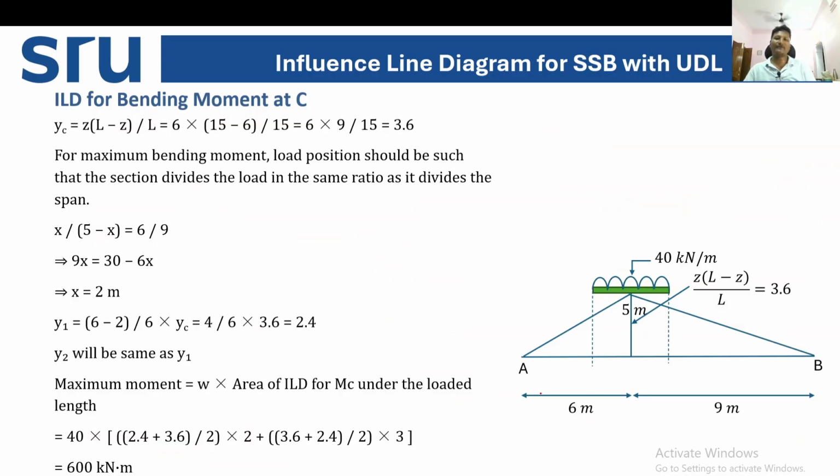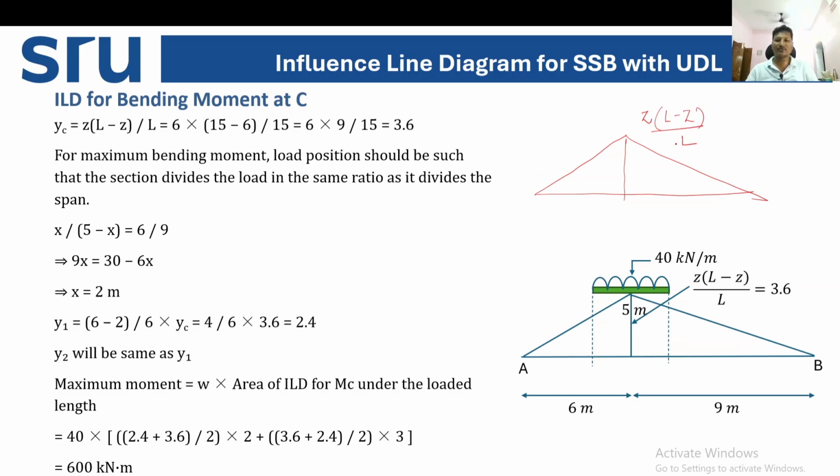So how to calculate for bending moment? For bending moment, we already know the influence line diagram for bending moment at any point. So this is your influence line diagram for bending moment. What is the formula here? What is the maximum ordinate? Maximum ordinate we already derived in the last class: Z into (L minus Z) by L.